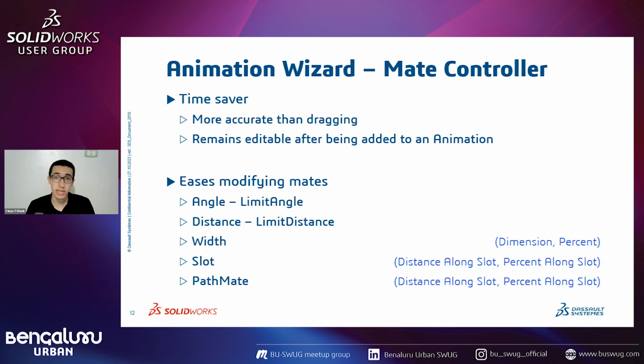example, in the width mate, you can't just choose the free option, which just moves it arbitrarily between the guidelines for you. No, you have to have something that's got numeric control for it. So whether it's defined by a dimension or a percent, either is fine. But as I said, it has to be done using numeric control. So that's all about animations in SolidWorks.